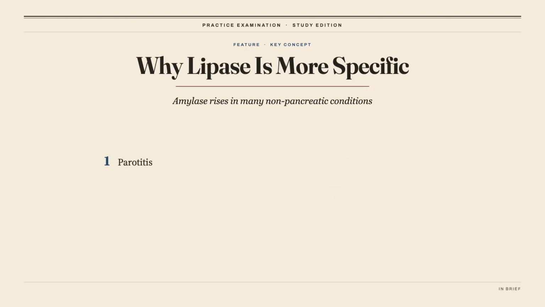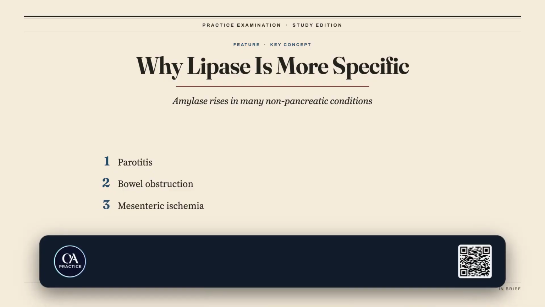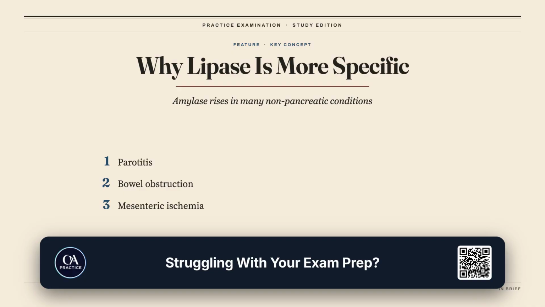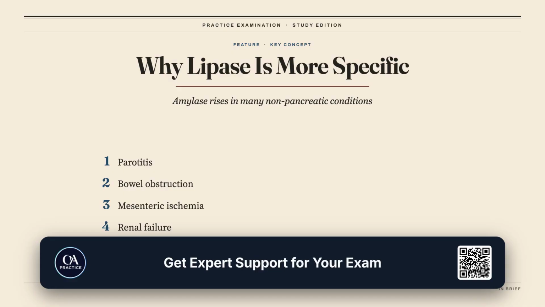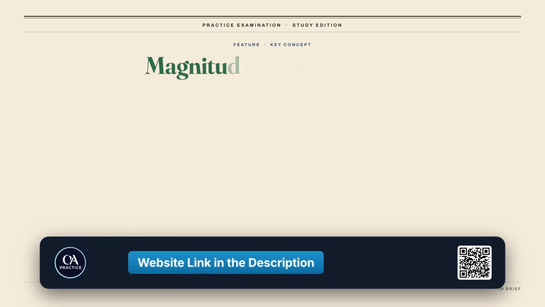Specificity is the second difference. Amylase also comes from the salivary glands and rises with parotitis, bowel obstruction, mesenteric ischemia, and renal failure. So an elevated amylase doesn't confirm pancreatitis. Lipase is far more specific to pancreatic tissue, which is why many institutions order it alone.